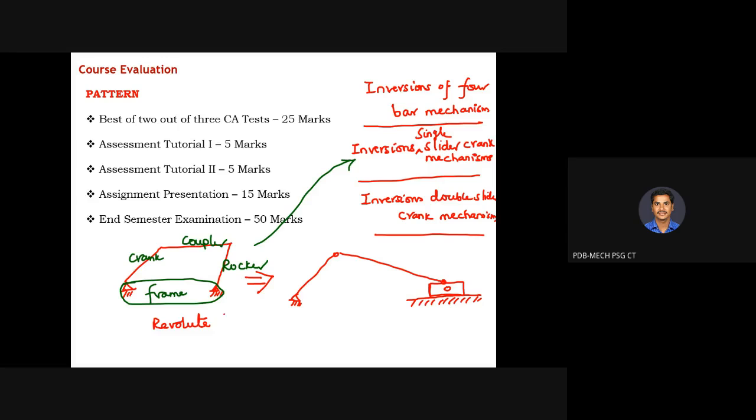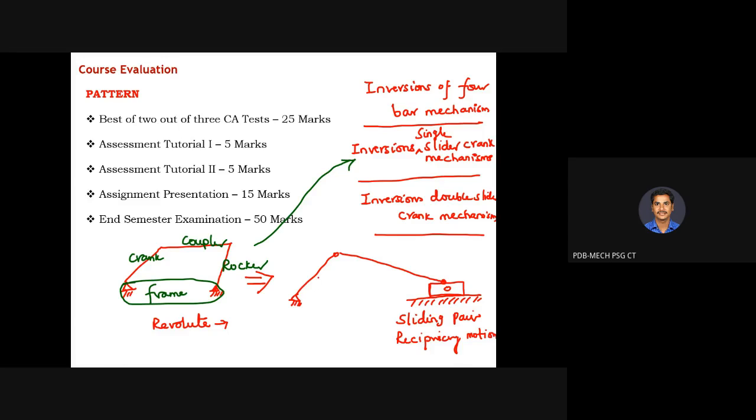We say revolute pair, where revolute means rotating. Then what type of motion is between your frame and slider? Sliding motion or reciprocating motion. Okay, it is called a sliding pair. Since it has sliding or reciprocating motion, the motion is different here compared to the 4-bar mechanism. Remaining things are all the same.